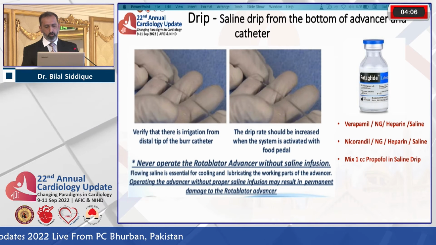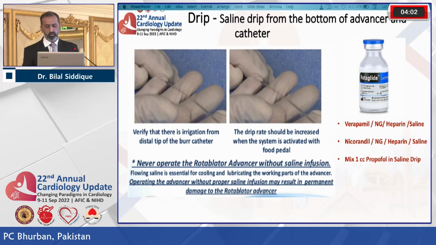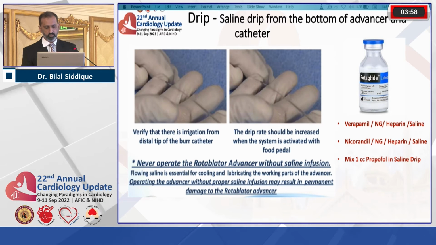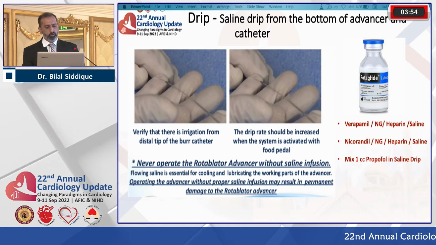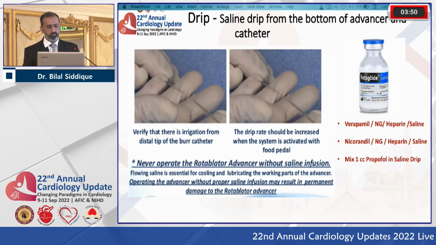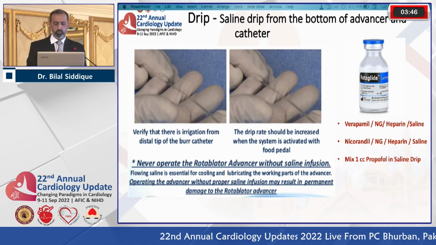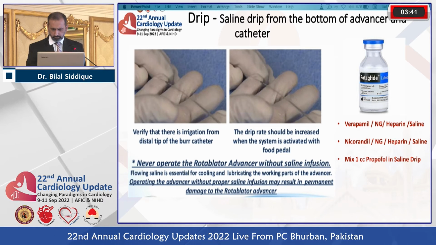Drip means, because the rotablation produces a lot of heat and generates microparticles as debris, continuous drip saline should be going through the rota all the time. You have to verify before introducing the rota inside the body that the irrigation from the distal tip of the burr is continuous. The drip rate should be increased whenever the system is activated with the foot pedal.